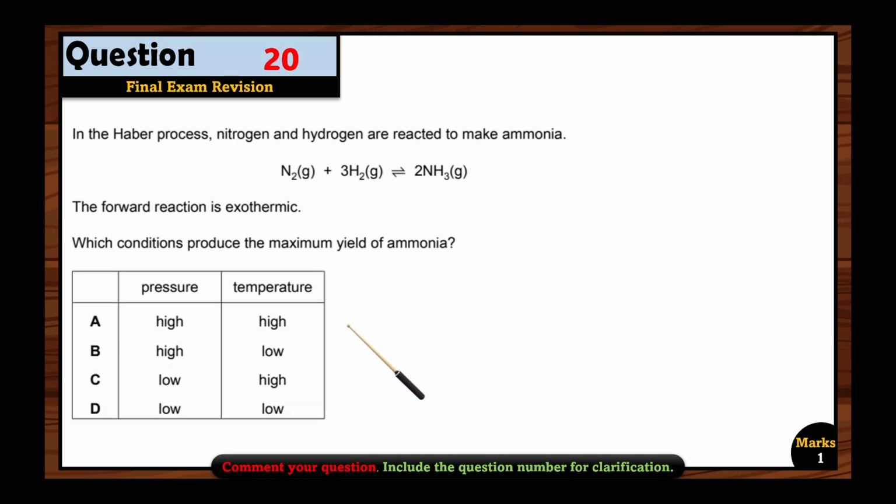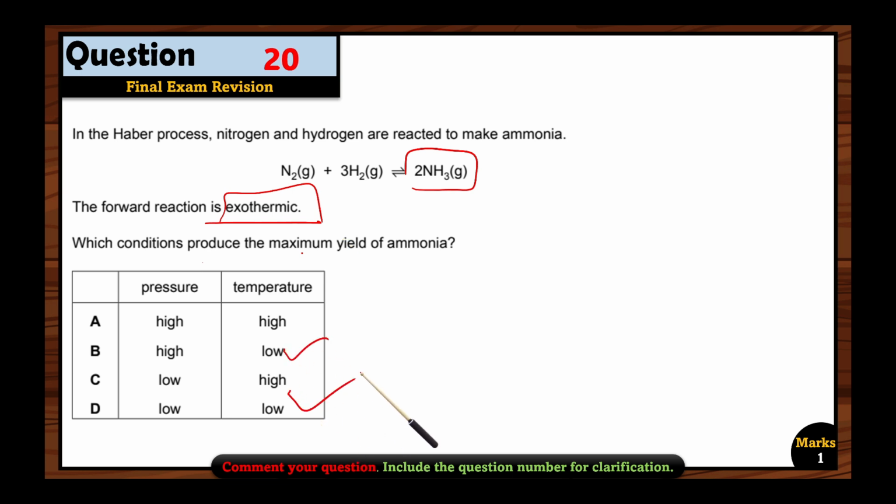Question number 20. In the Haber process, nitrogen and hydrogen are reacted to make ammonia. The forward reaction is exothermic. Which condition produces the maximum yield of ammonia? So how can we get maximum yield of ammonia? If we give low temperature, because the reaction is exothermic. So the temperature should be lower.